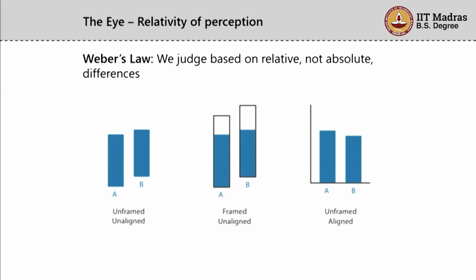Now, something like this: these are unframed and unaligned, harder; these are framed and unaligned. So mostly you will end up with something like this, right? Here you are estimating this difference between this data value and this data value. It is much harder because the stimulus is very high here and the just noticeable difference is so little, right?